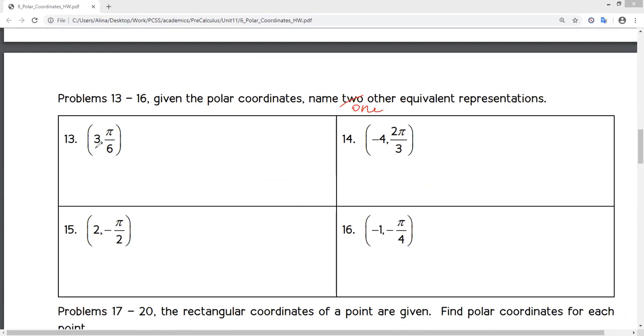Let me first of all graph 3, pi over 6. Pi over 6 is somewhere here. And I have to go 3 units. 1, 2, 3. So here, approximately where my point could be. What's the other way? You can, for example, express pi over 6 as a different angle.